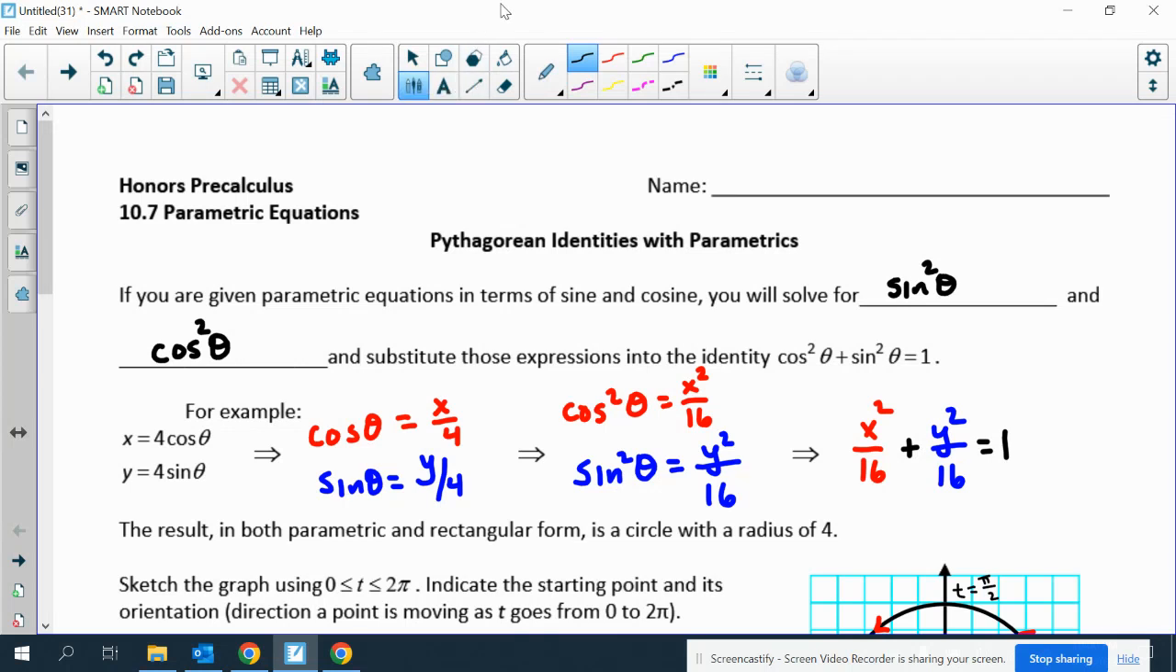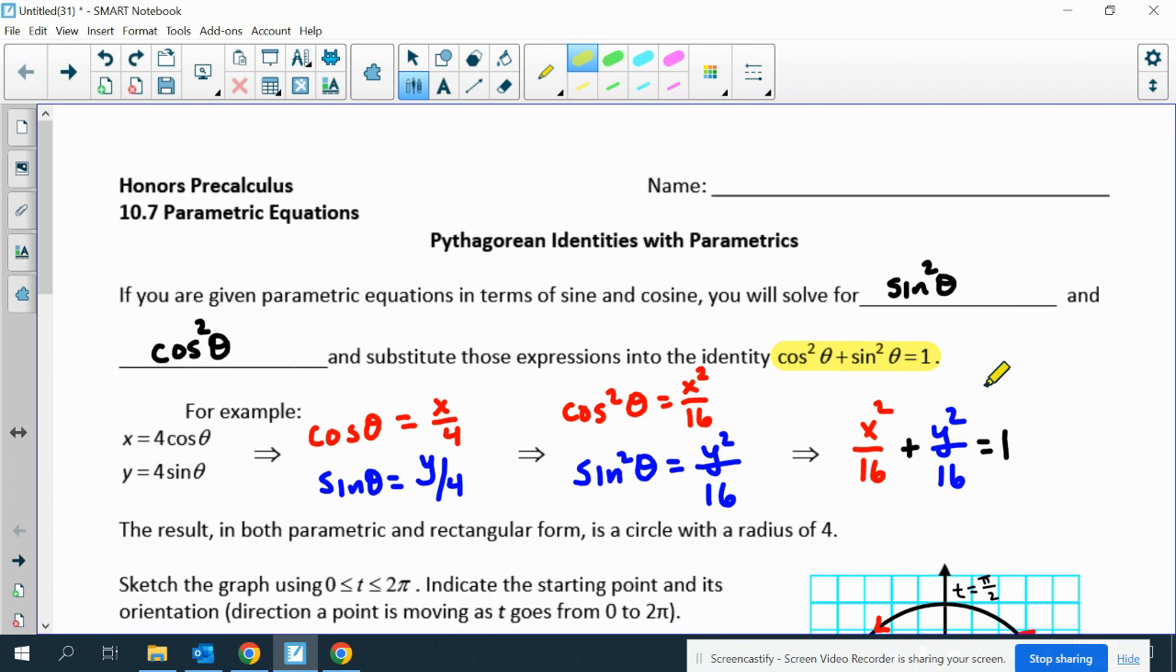This video is about Pythagorean identities and how they relate to parametric equations. If you see parametric equations using trigonometric functions, oftentimes we will be able to use the Pythagorean identities like sine squared plus cosine squared equals 1 in order to convert things into rectangular form pretty easily, and then you'll be able to see what usually ends up being a conic section.